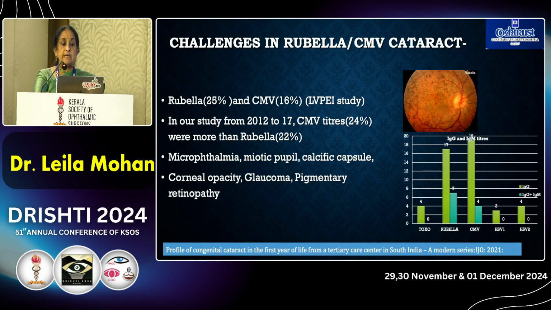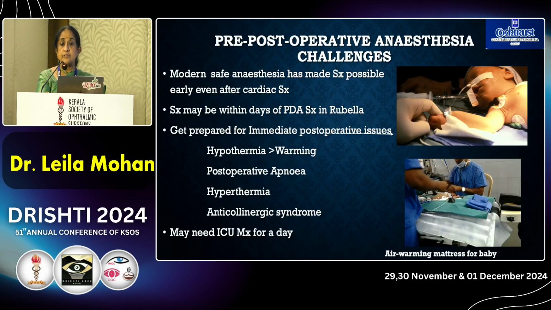So, microphthalmia, myotic pupil, calcific capsule, all these are problems we face when we do surgery for rubella cataract. Corneal opacity may be there. Rather, more than corneal opacity, I would say corneal haze is common. And glaucoma, pigmentary retinopathy, all these things affect their visual outcome. And also pre and post-operative anesthesia challenges in the rubella child.